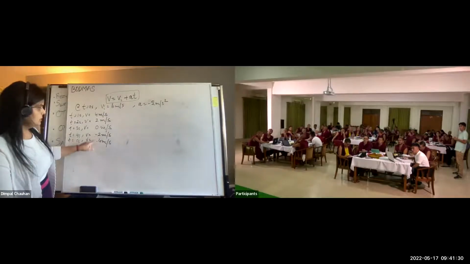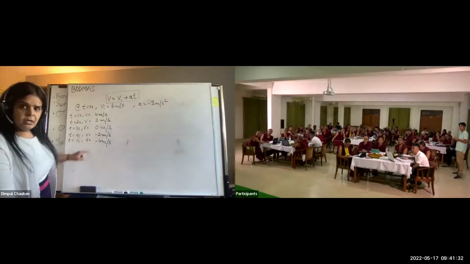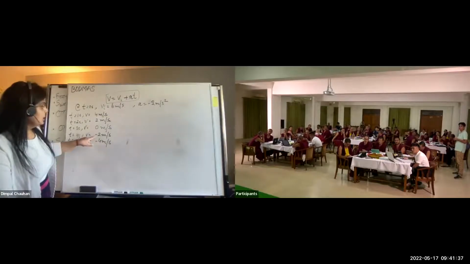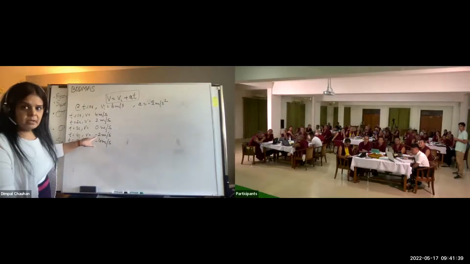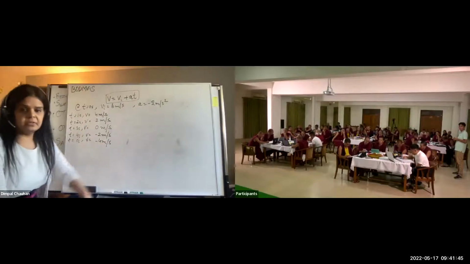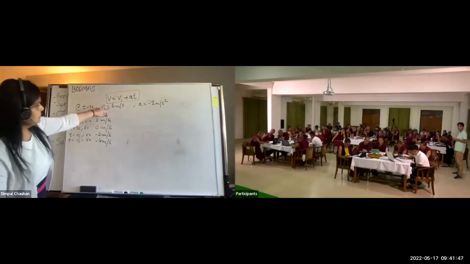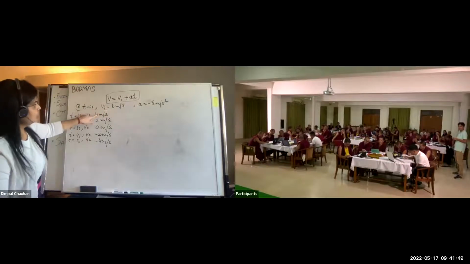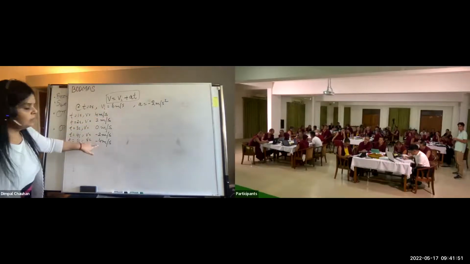Which one is greater? Bigger. -2 is bigger. Yes, bigger than -4. -2 is greater as compared to -4 on the negative side, right? So you can see it went from 6, 4, 2, 0, -2, -4.